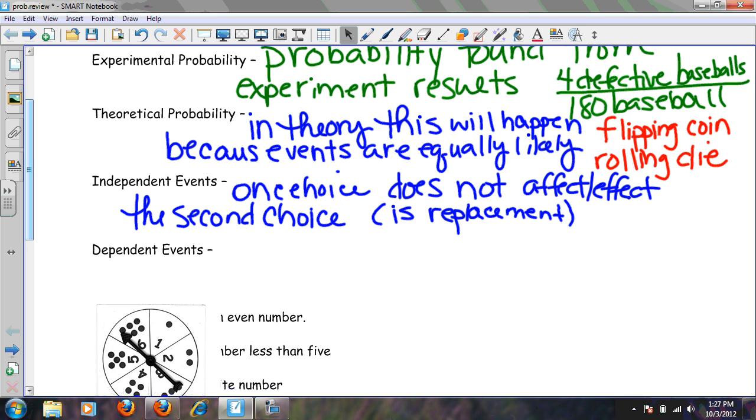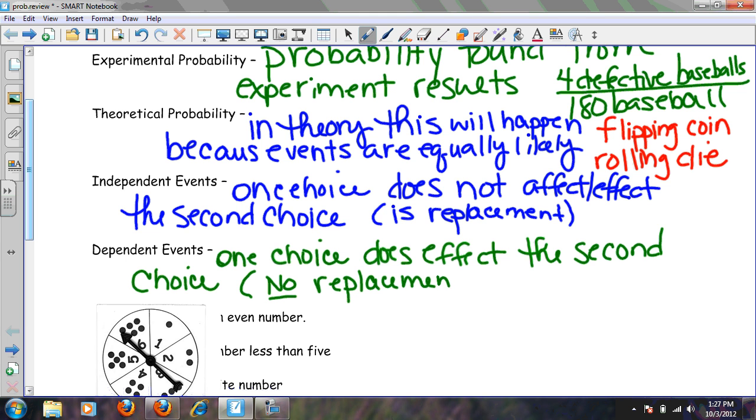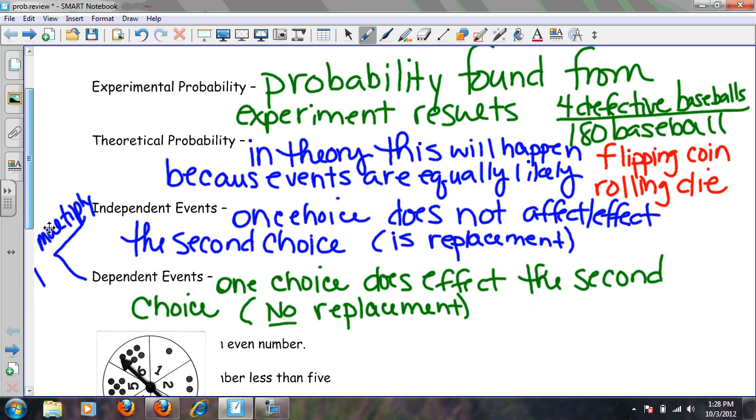Dependent events, well, independent and dependent are antonyms, so dependent events would be where one choice does affect the second choice. In this situation, there is no replacement. Okay? In independent and dependent events, we multiply the probabilities.